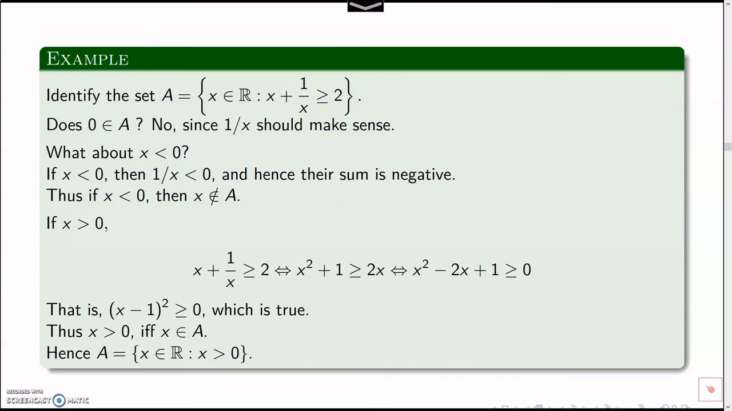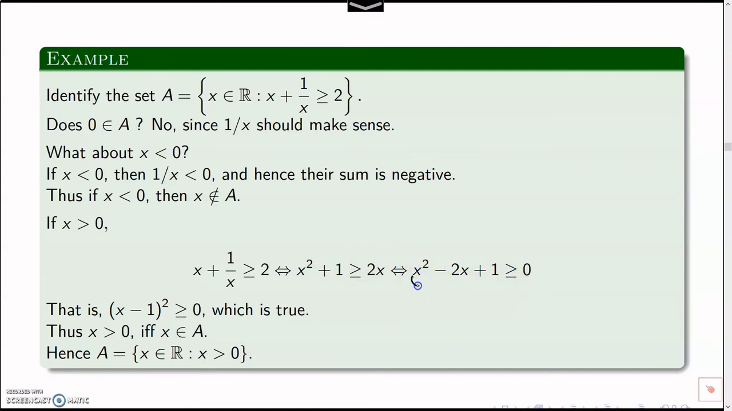So x plus 1 by x is bigger than or equal to 2. That will happen if and only if I can multiply this inequality throughout by x, because x is positive, the inequality will remain the same. So that will give me x square plus 1 is bigger than or equal to 2x, which again I can represent as x square minus 2x plus 1. Shift 2x this side, and that will be bigger than or equal to 0.